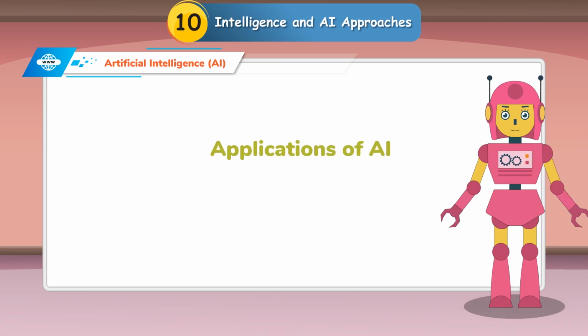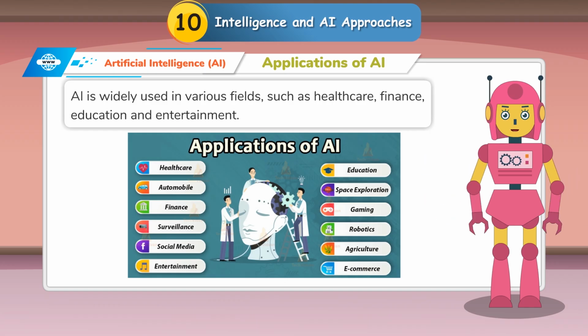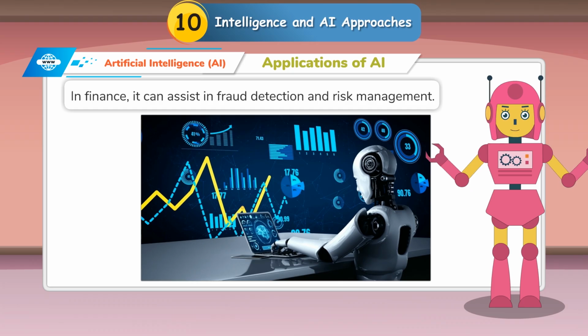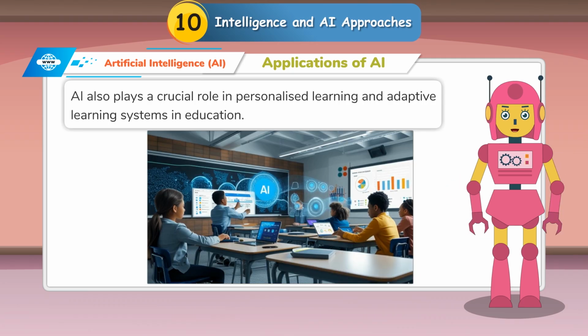Applications of AI. AI is widely used in various fields, such as healthcare, finance, education, and entertainment. In healthcare, AI can help in diagnosing diseases and recommending treatments. In finance, it can assist in fraud detection and risk management. AI also plays a crucial role in personalized learning and adaptive learning systems in education.